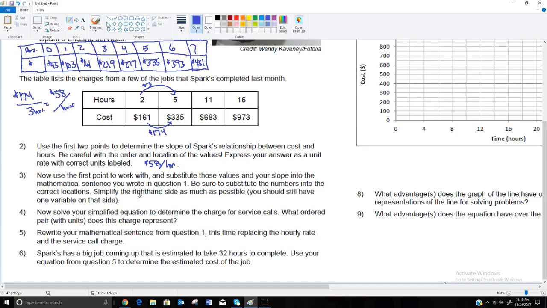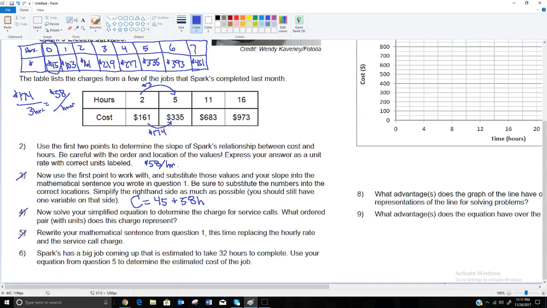Okay, so anyway, we're going to say that the cost is, again, cost, you start with that initial amount, so that's right here. So the cost is $45 plus $58 per hour. We've already solved the simplified equation. We're doing this a little different than what they say we have to. And we've rewritten it. By making this table, we've got everything we need.